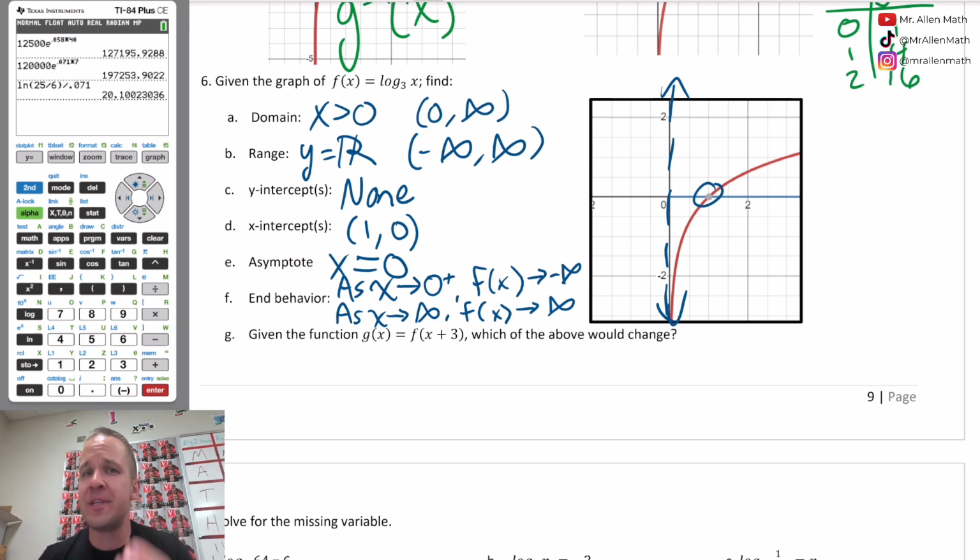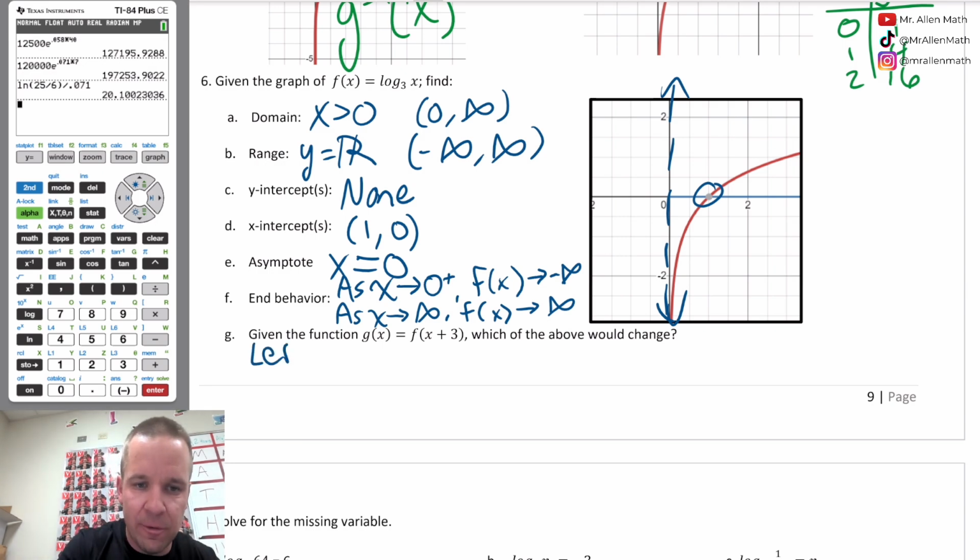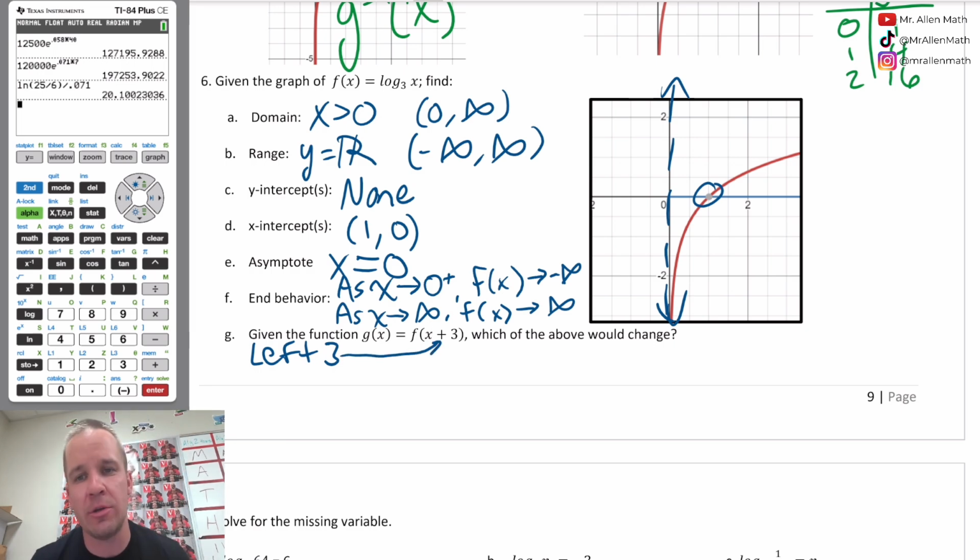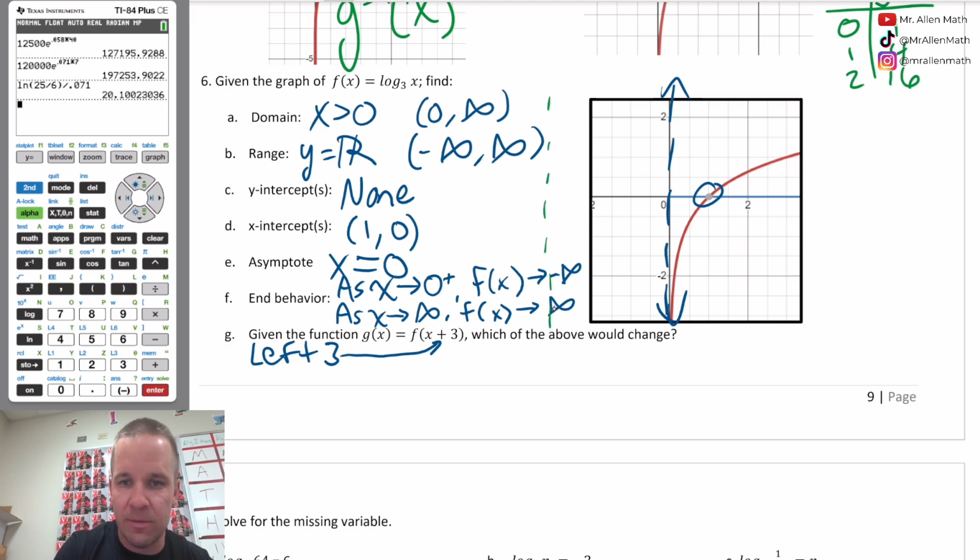Well, that's a horizontal shift to the left 3. So let's write that down. Left 3. That's what that's doing right there. So what would change? Well, if I shift this graph to the left 3, now my graph is over here. Well, actually, that's way over here. Like my vertical asymptote would be that.